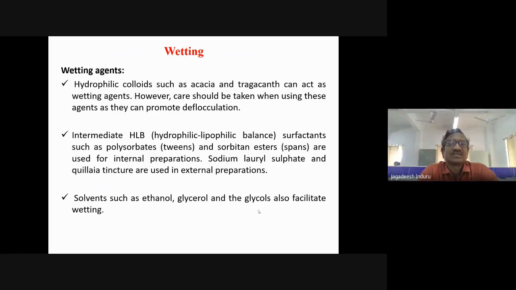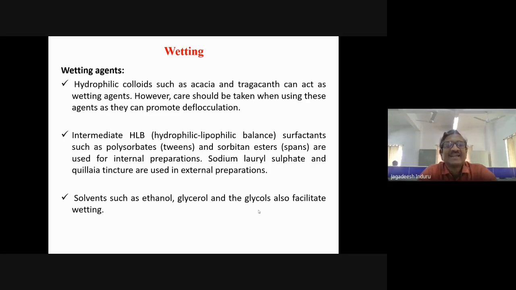There are two things which are required to be seen. Hydrophilic colloids, such as acacia and tragacanth, can act as a wetting agent. They are water soluble, water loving. However, care should be taken when using these agents. They promote deflocculation if they are having a structured vehicle concept. Another one we will see a little bit later. You might have already understood the structured vehicle and thixotropy, so we will learn this concept later.